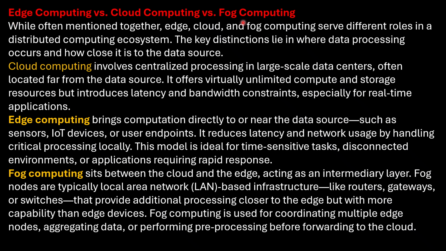Friends, this we have already discussed. Only I would like to discuss fog computing, which sits between the cloud and the edge, acting as an intermediary layer. Fog nodes are typically local area network based infrastructure like routers, gateways, or switches that provide additional processing closer to the edge, but with more capability than edge devices.